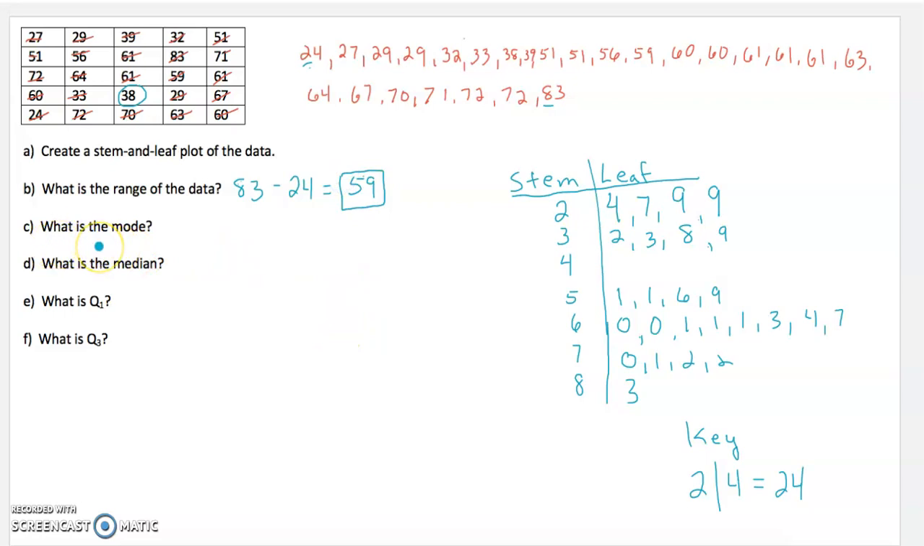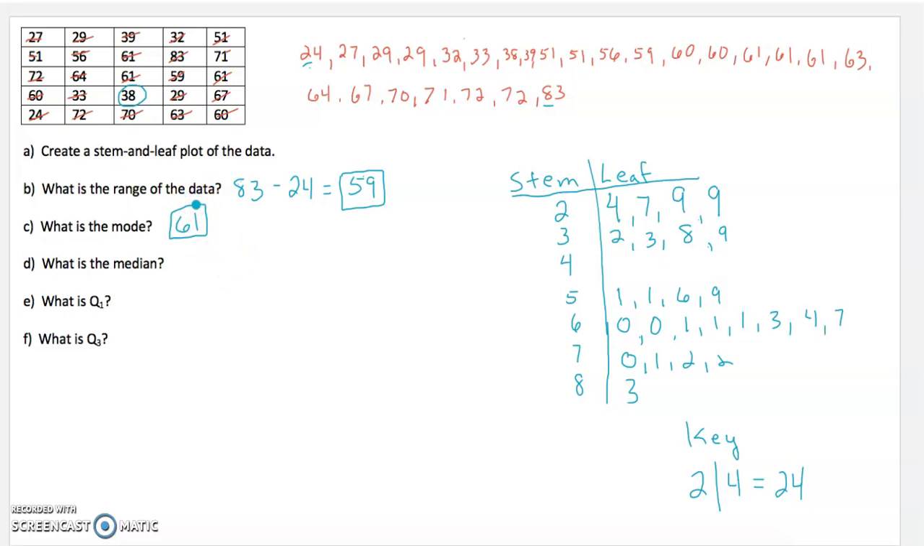All right, next up, what's the mode? Again, the mode is the number that appears the most. So we can look through here, and we have 24, 27, 29, and if you keep looking here, we have 2 of these numbers. So this is 2 29s. We have 2 of these numbers, which is 2 51s. We have 2 60s. And look here, we have 3 61s. So there's no other number that appears more than any others other than 61. So 61 is going to be the mode.